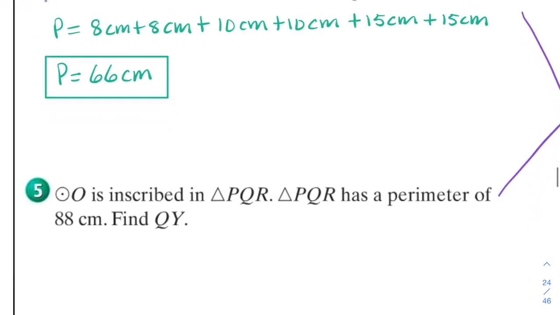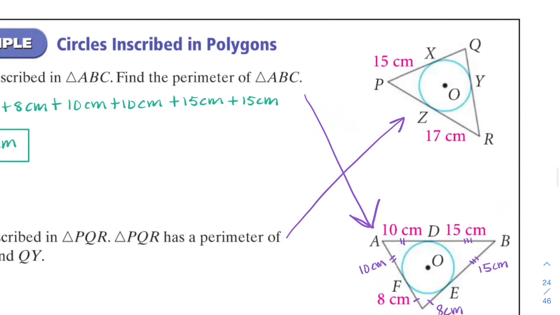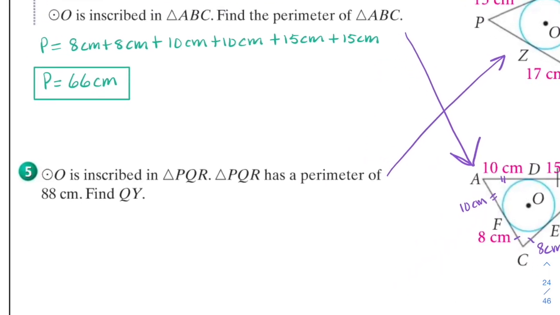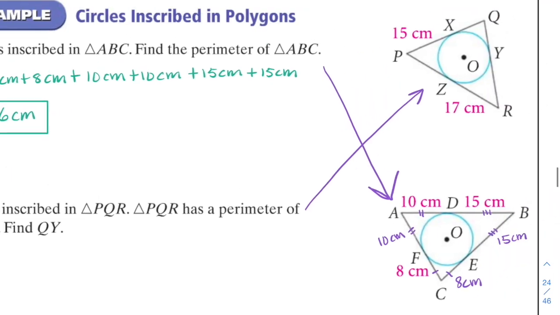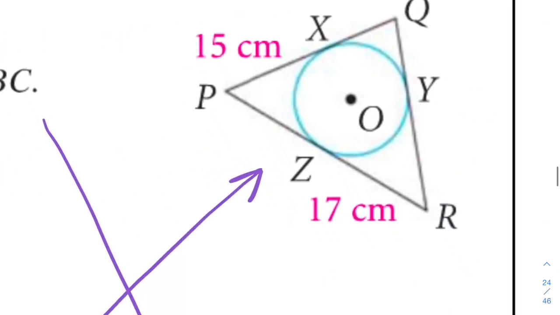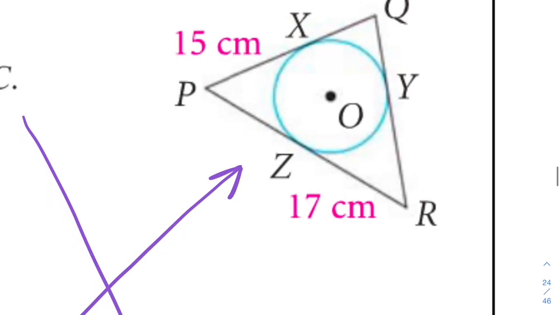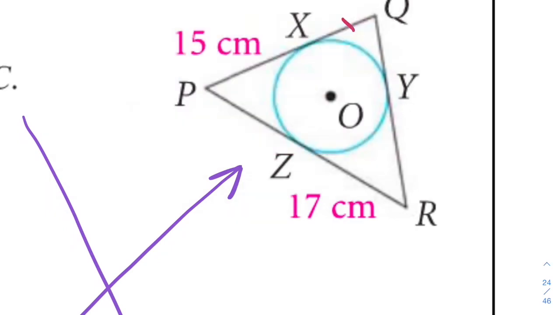All right. Circle O is inscribed in PQR. So this one, again, these are backwards. It's inscribed in PQR. It has a perimeter of 88. So we already know the perimeter. We want to know what QY is. So what I can do, I'm going to mark this up a little bit. I'm going to say, well, I know this is congruent to this, and this is congruent to this one.